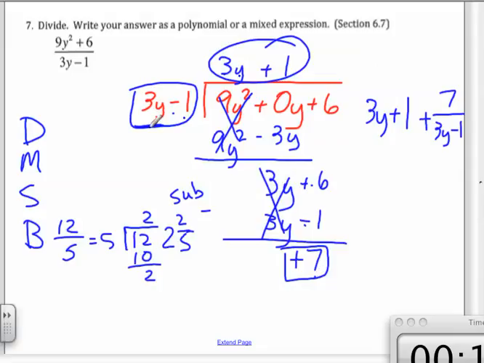Okay? You've got to have the placeholders. Remember that. All right. Good job, guys. Let's look at the next one. Any questions on that before I go? Placeholders. Good job.